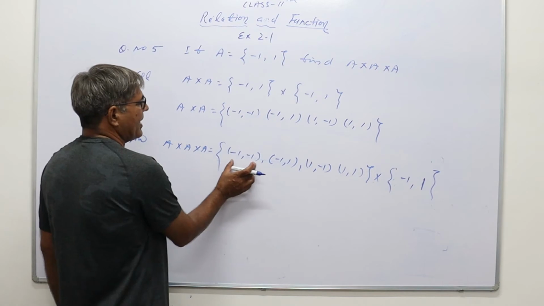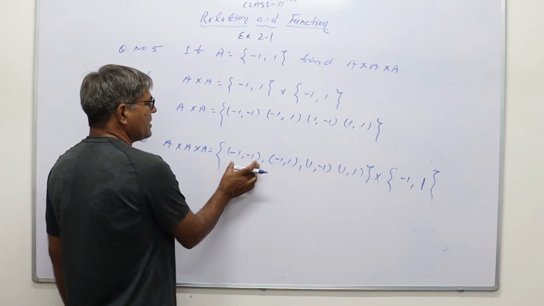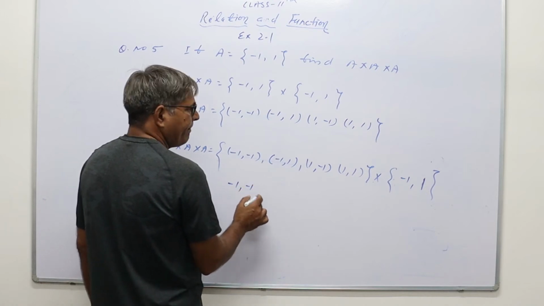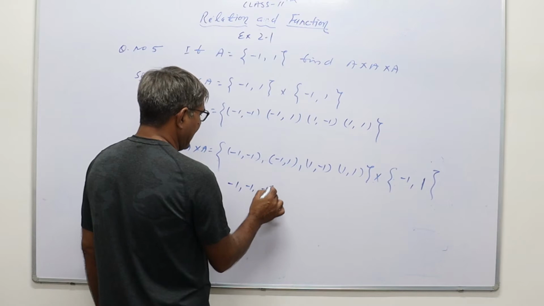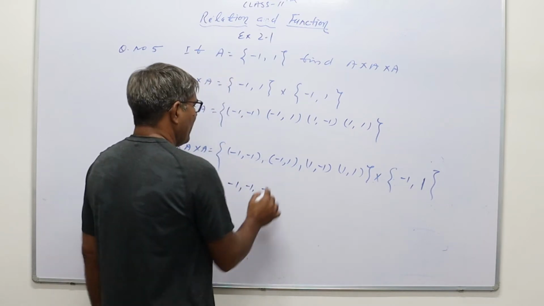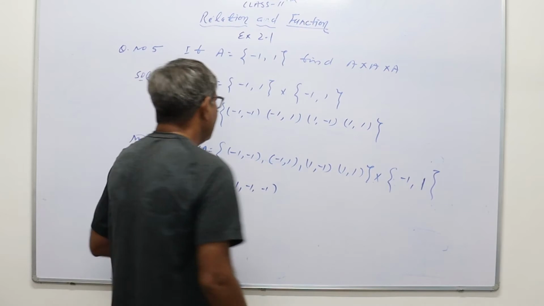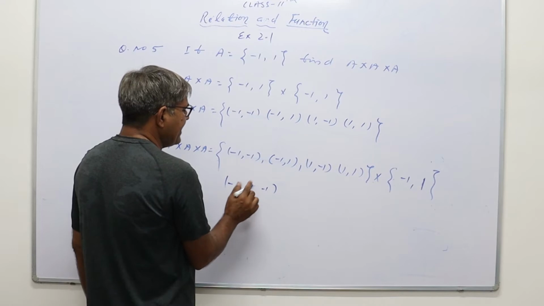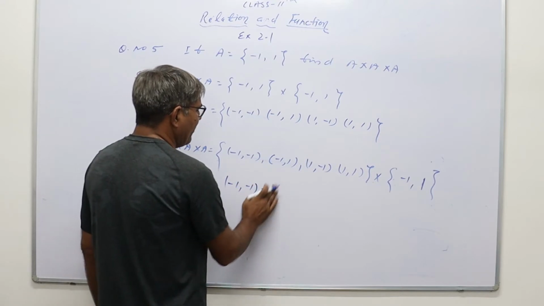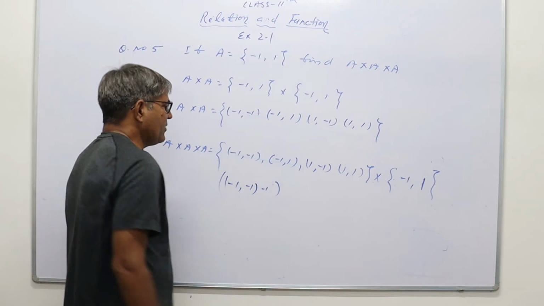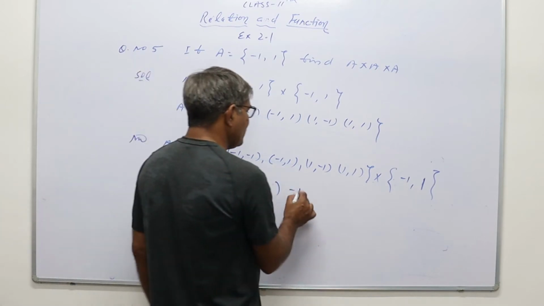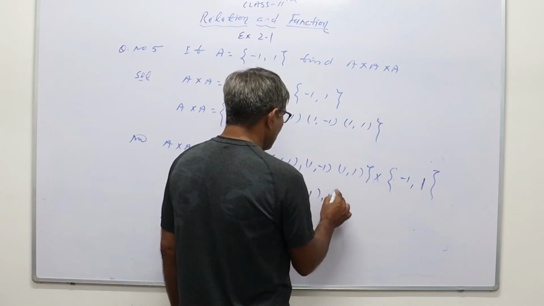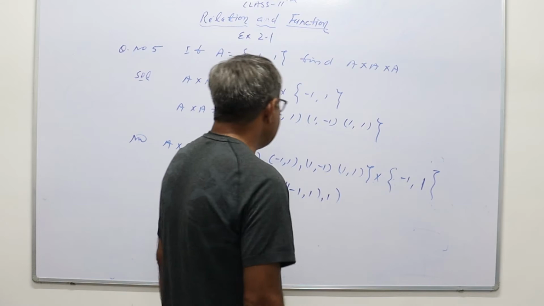So here the first element of this A cross A is (-1, -1). This will be the first ordered pair with -1. Then it can be written as ((-1, -1), -1) is the first element. Then ((-1, -1), 1). So this will be the second ordered pair.